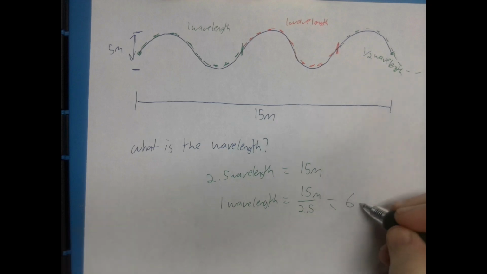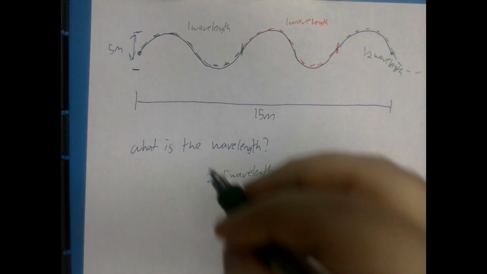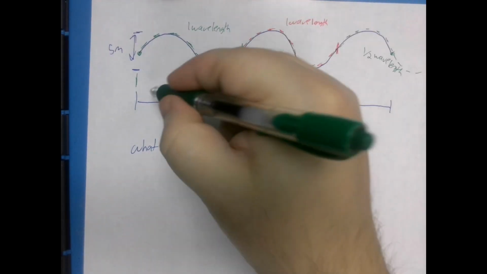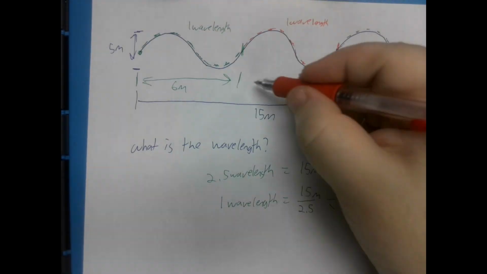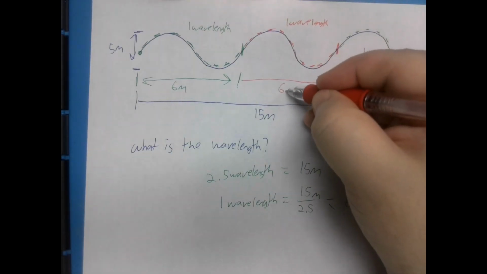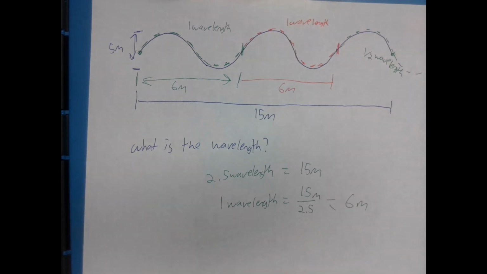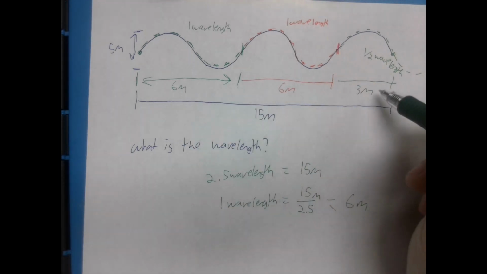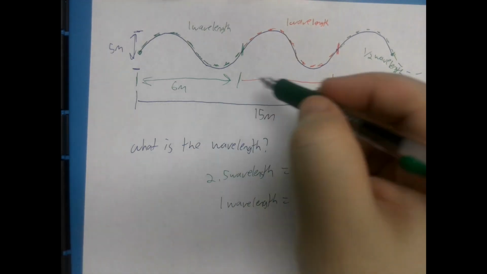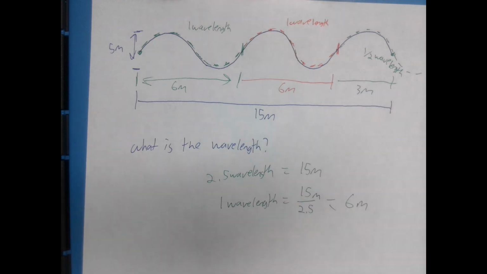So that means 6 meters is one wavelength. So from here to here is 6 meters. From here to here is 6 meters. And this is a half. This will be 3 meters. So 6 plus 6 plus 3 is 15. 6 plus 6 is 12. 12 plus 3 is 15. So this entire wave is 15 meters. One wavelength is 6 meters.